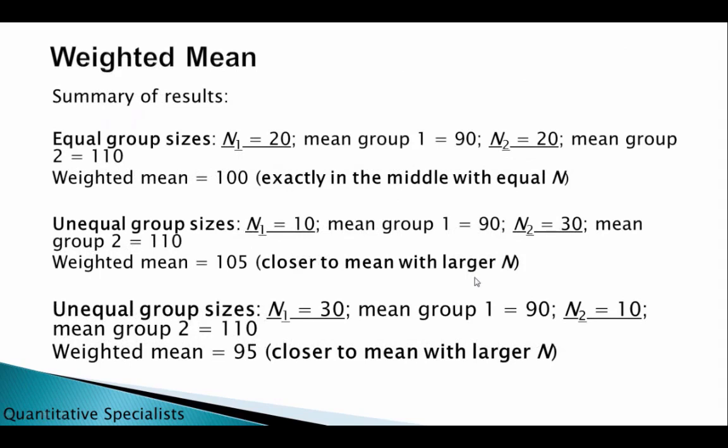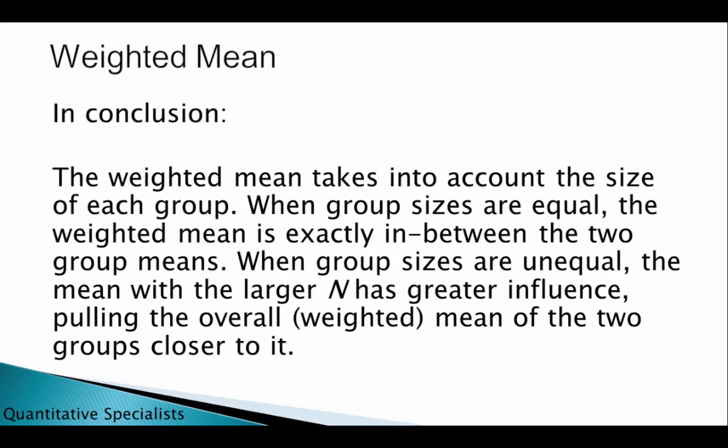So in summary, when we have equal group sizes, the weighted mean is exactly in the middle. When we have unequal group sizes, the weighted mean is closer to the mean with the larger n, or group size. So in conclusion, the weighted mean takes into account the size of each group. When group sizes are equal, the weighted mean is exactly in between the two group means. When group sizes are unequal, the mean with a larger n has greater influence, pulling the overall or weighted mean of the two groups closer to it.